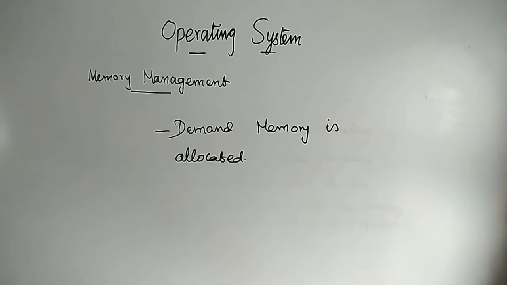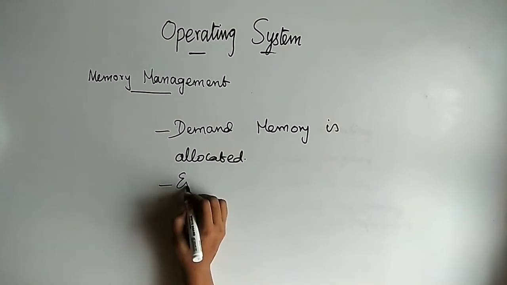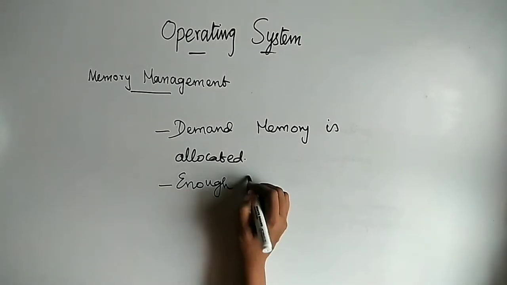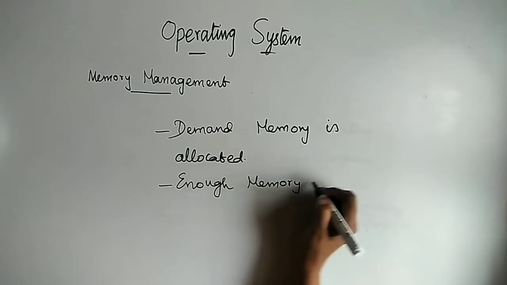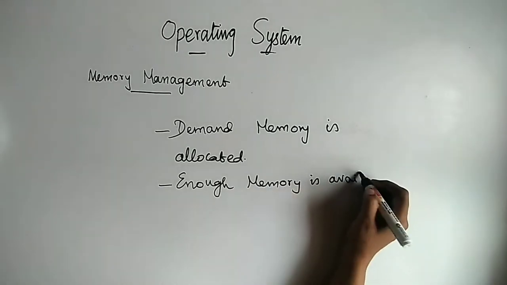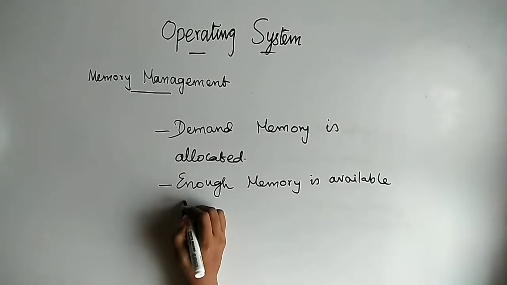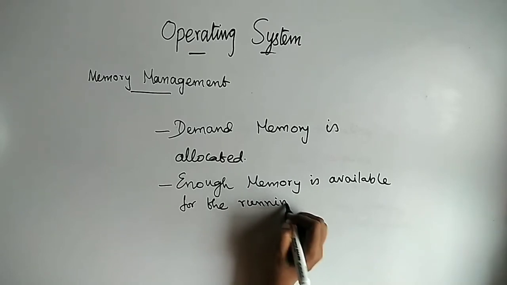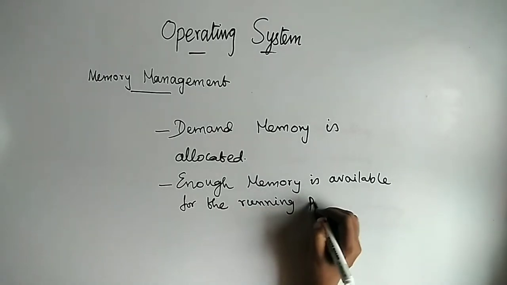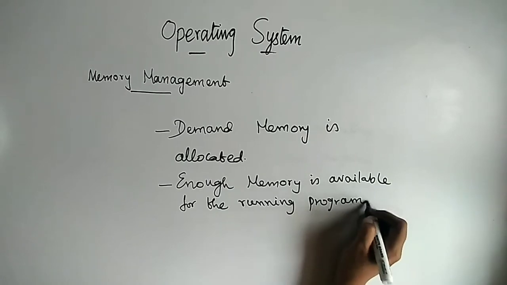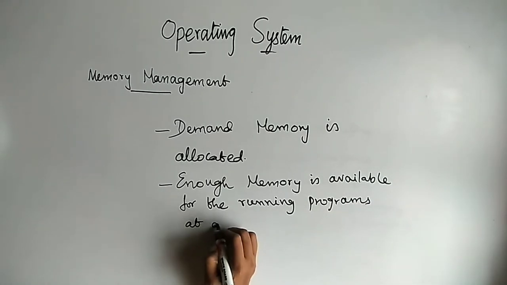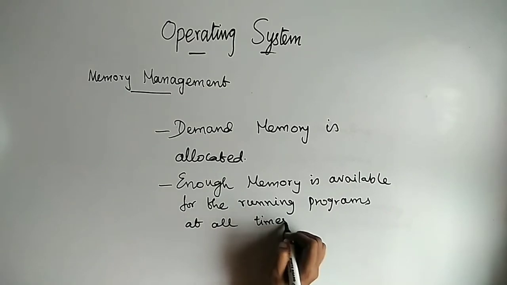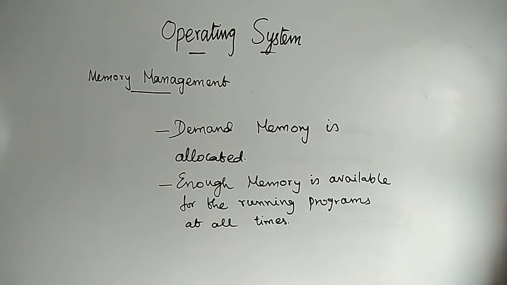Similarly, at the application level, memory management ensures the availability of adequate memory. Adequate means enough memory. So it will check whether enough memory is available for the running programs at all times, not only for simple programs. These are the things to be managed by the operating system under memory management.